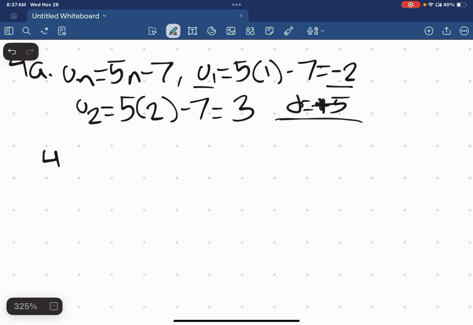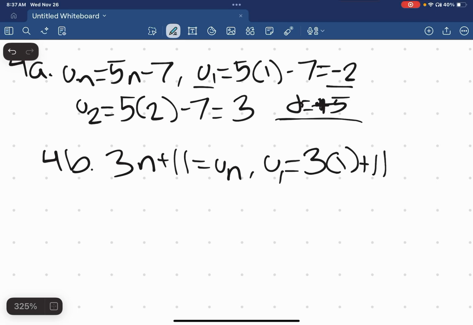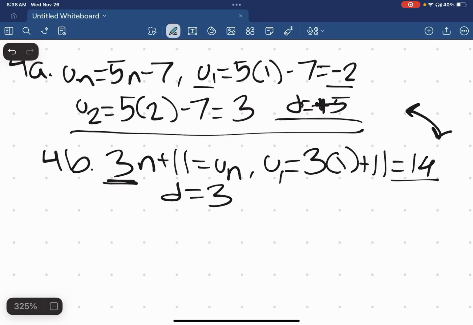Next, 4b. We're given 3n plus 11 is equal to un. Then remember, first term is just going to be when we plug n equals 1, and we get 14. To find our common difference, we could do what we did earlier, but that was just an example. We know the common difference is going to be 3, since that's what our n is being multiplied by. So D is going to be equal to 3. I just wanted to show that this was also a way to do it, but you can easily recognize that that is that.